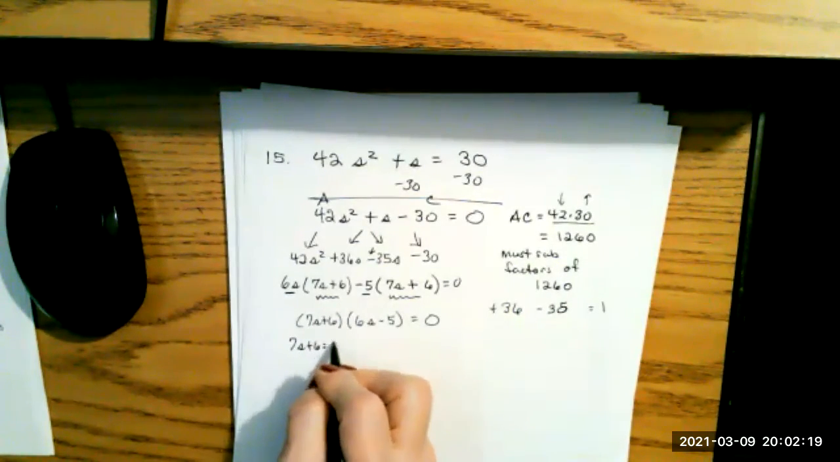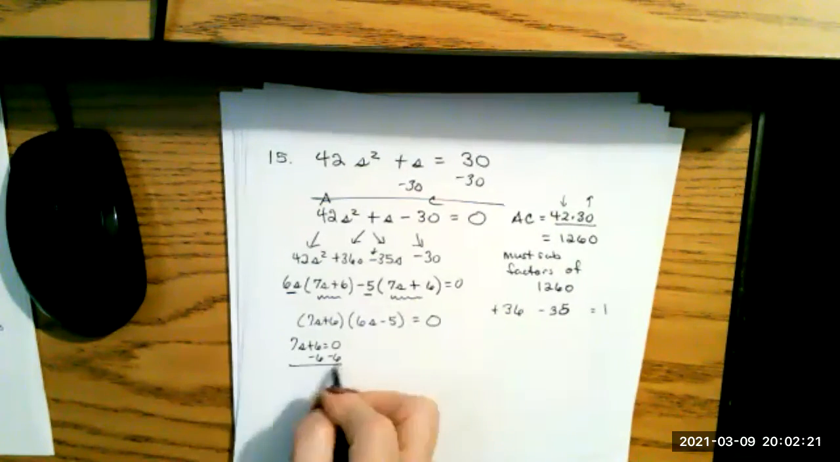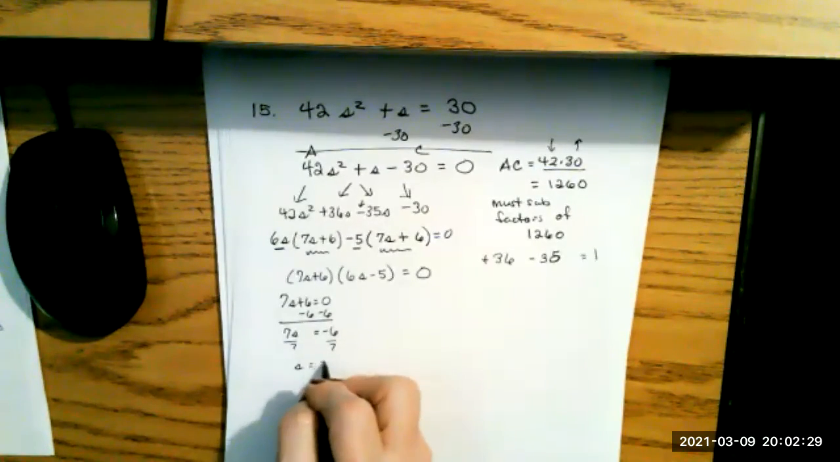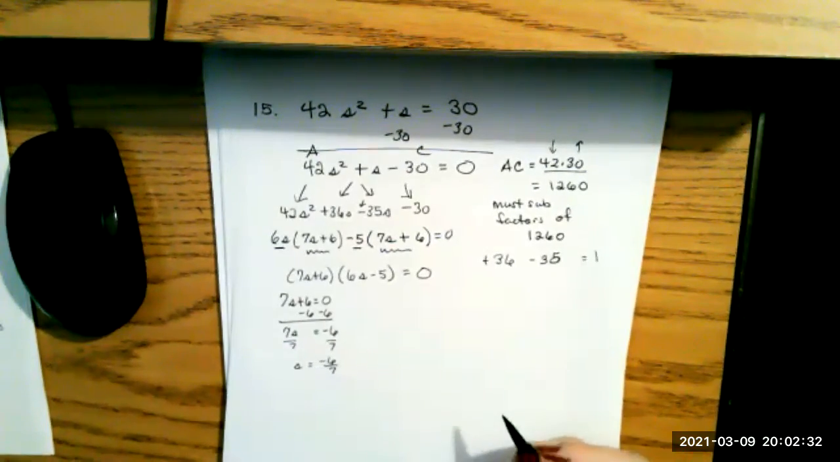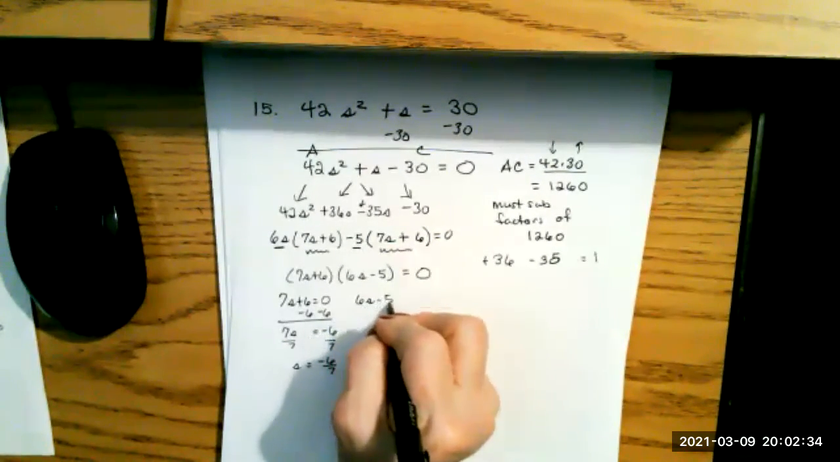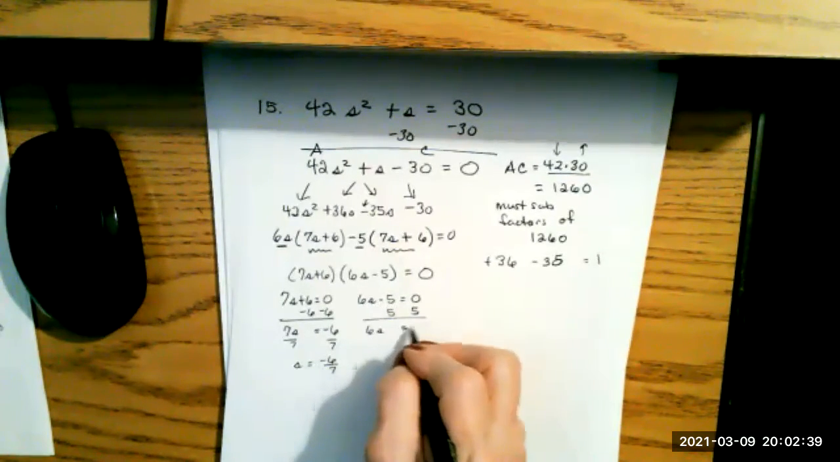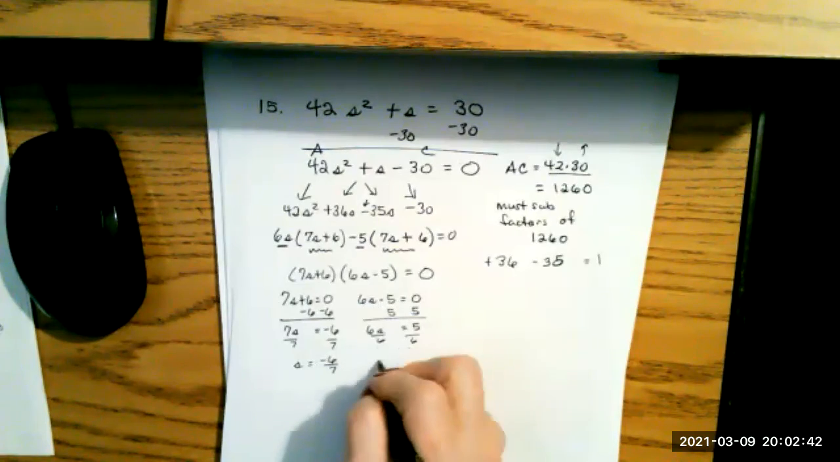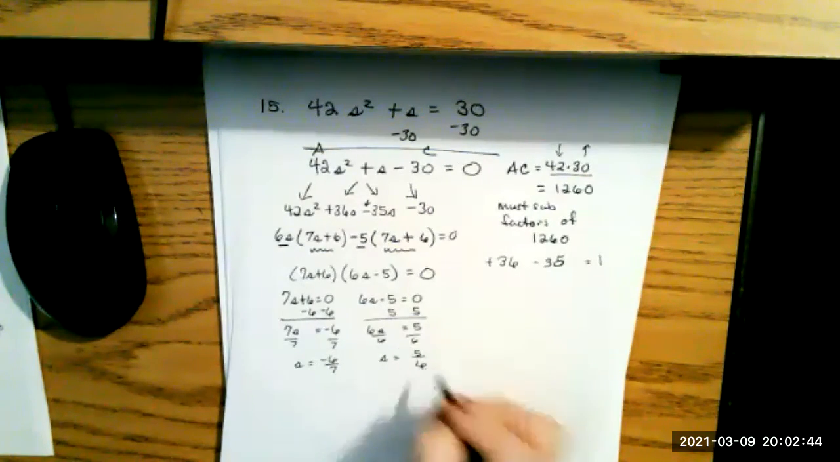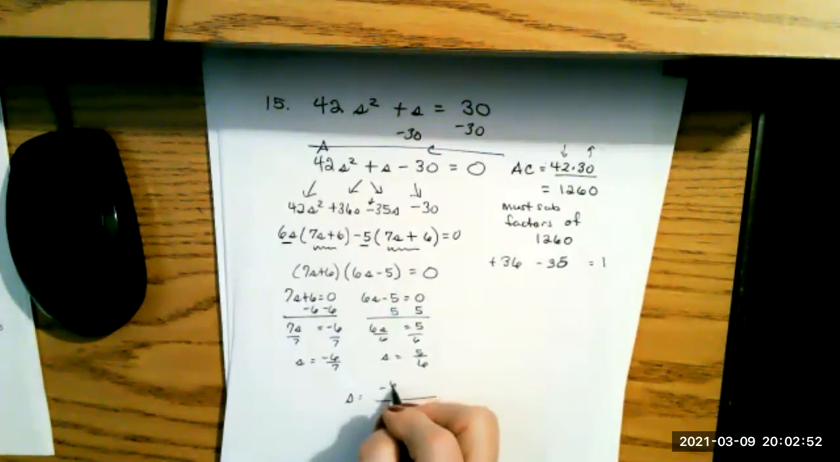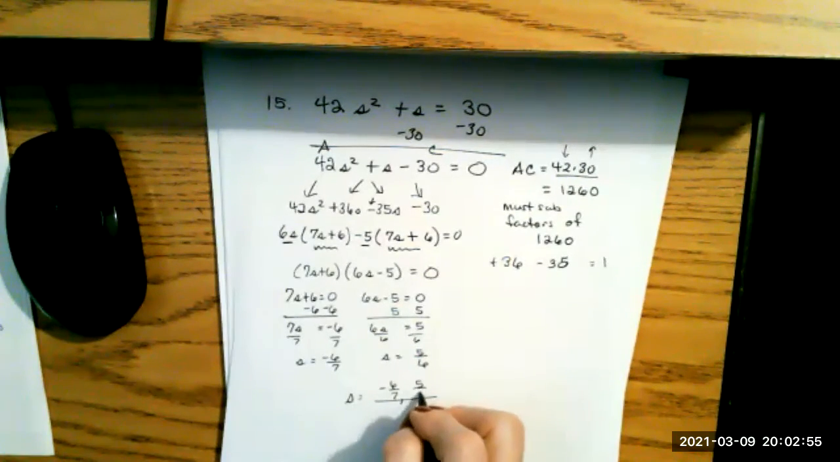7s plus 6 equals 0 gives you 7s equals negative 6. So s equals negative 6/7. 6s minus 5 equals 0 gives you 6s is 5, divide by 6, and s equals 5/6. So they're both fractions. S is, and there's a blank there, negative 6/7, comma, 5/6.